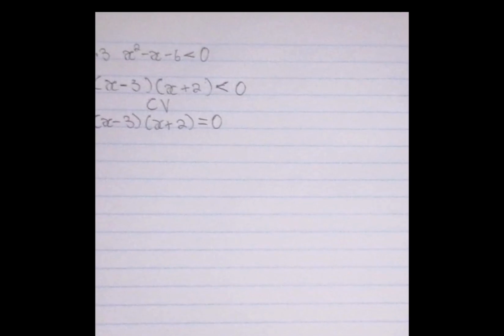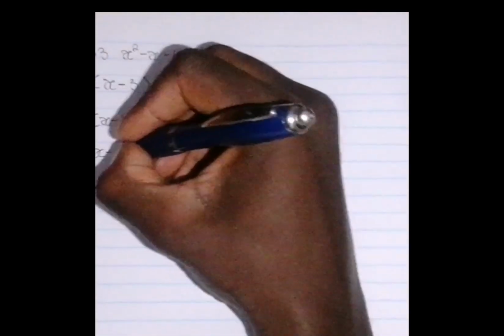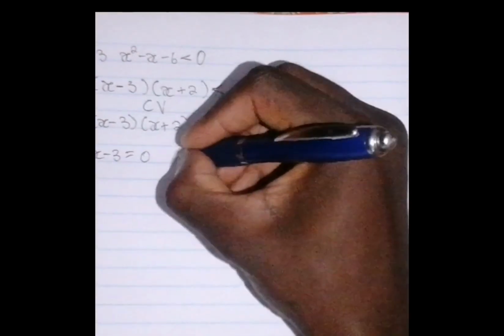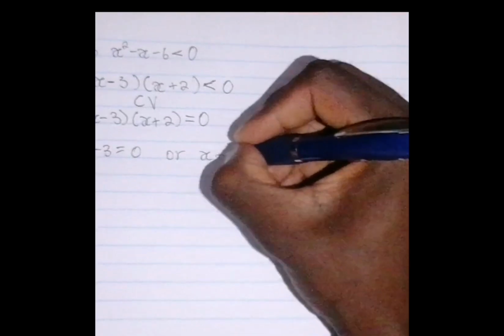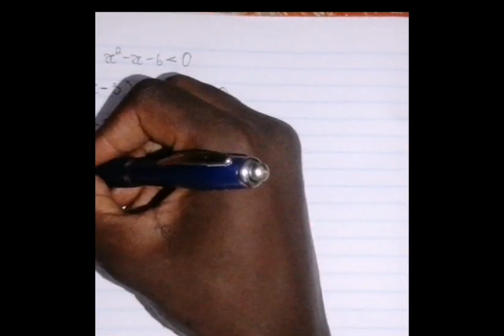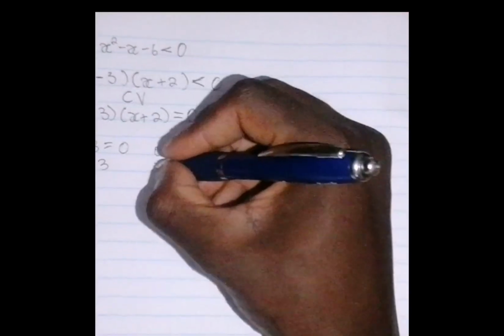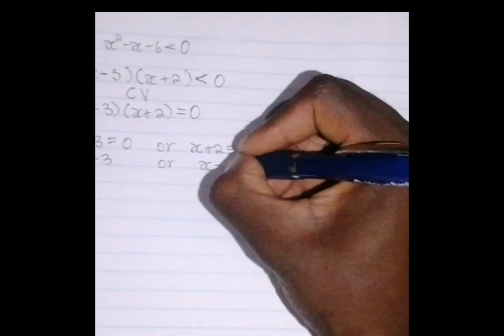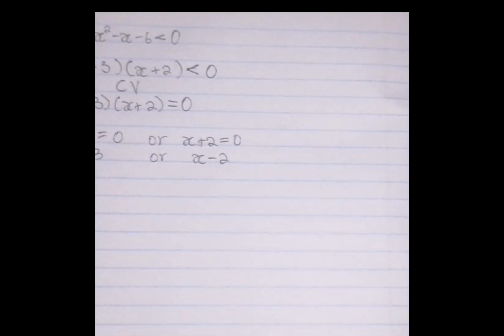Now when you get to this point, you'll do the very same thing that we did on 1.1.1. Each and every bracket will be equated to 0. Now x minus 3 is equals to 0, or x plus 2 is equals to 0. Now x is equals to 3, or x is equals to negative 2. Now we've gotten these critical values, but we haven't found a solution.